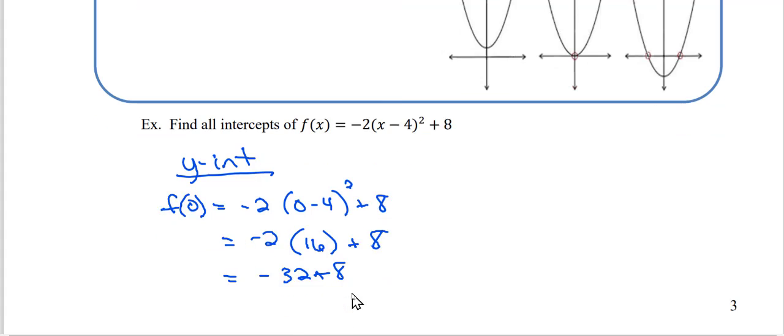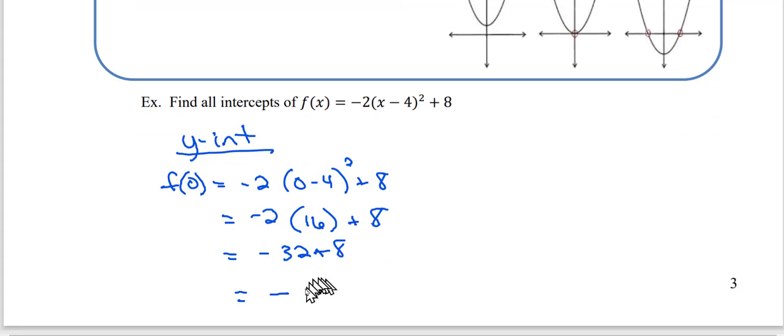Oh, this is kind of a tough one. -24. So my y-intercept is the ordered pair (0, -24). I prefer that you write intercepts as ordered pairs. That's what they really are. They're points in the coordinate plane, so they need an x value and a y value.